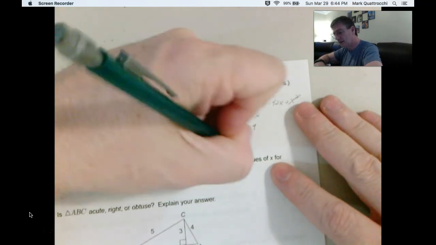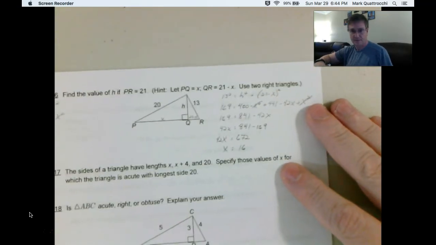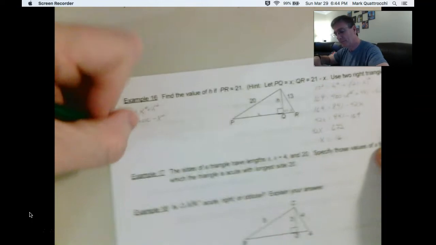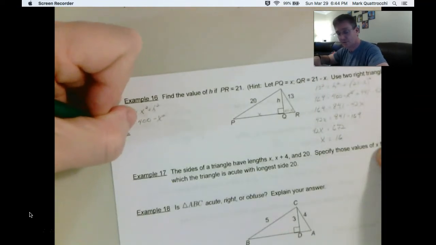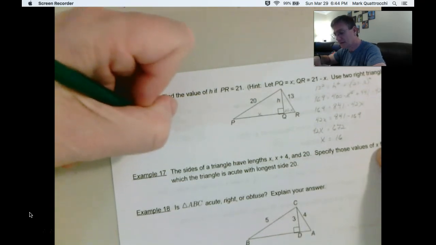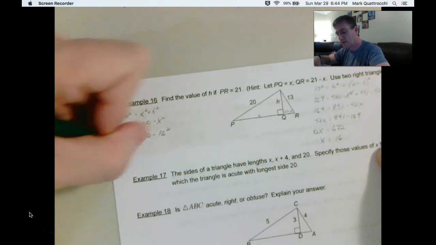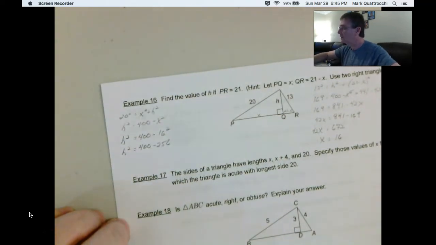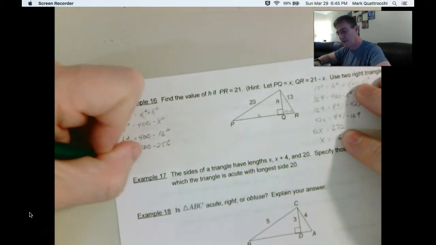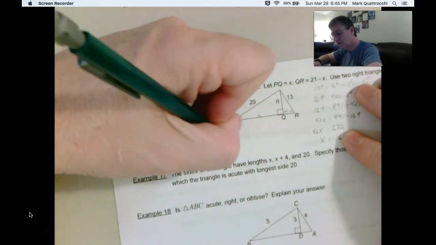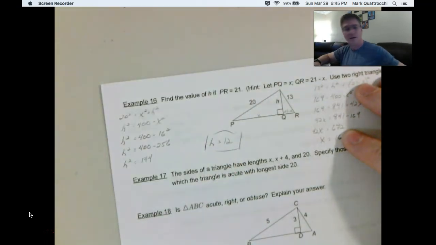x conveniently equals 16. Because this is a book problem. I got it from a book. x works out to be a nice number. h squared, which is our final goal to find h, equals 400 minus 16 squared. h squared equals 400 minus 256. h squared equals 144. Again, convenient book problem. h equals 12.